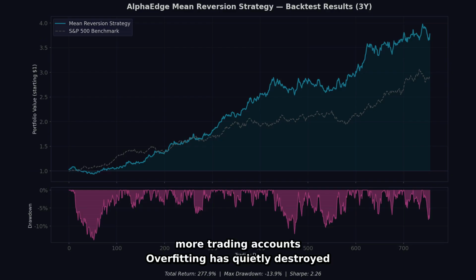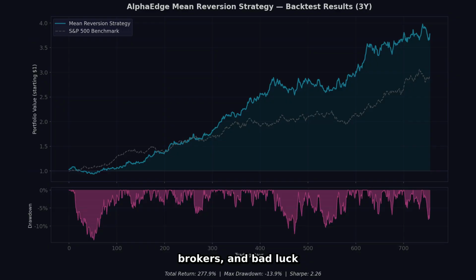Overfitting has quietly destroyed more trading accounts than bad entries, bad brokers, and bad luck combined. In one study, Harvey and Liu found that out of 447 published equity factors, most were likely false positives, patterns that vanished out of sample. Harvey, Liu, and Zhu, 2016. Institutional quants know this, which is why many funds require years of live or walk-forward evidence before risking serious capital. Retail traders? They often risk real money after a weekend of curve fitting.